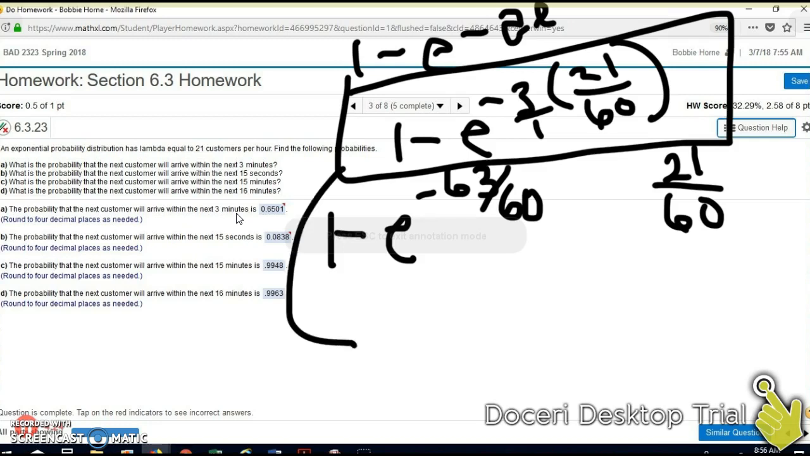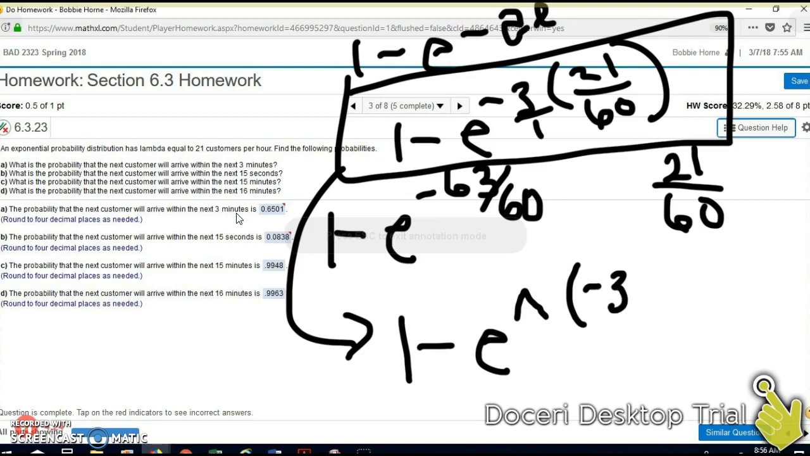When you're doing the TI-84, what you have to remember is there's a little button that looks like this. So you put that button, and then you would do -3 times 21 divided by 60. And put that in your calculator, and it will give you the correct answer. Okay. And once you get the answer, it's 0.6501.